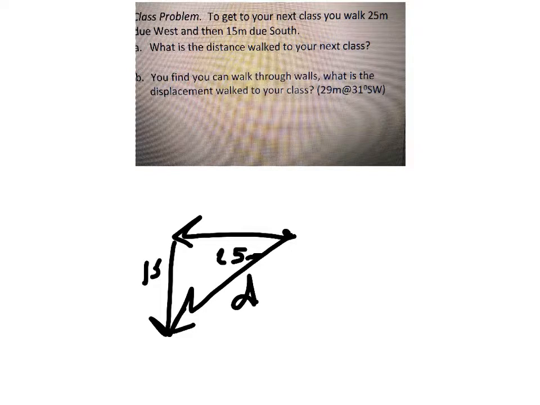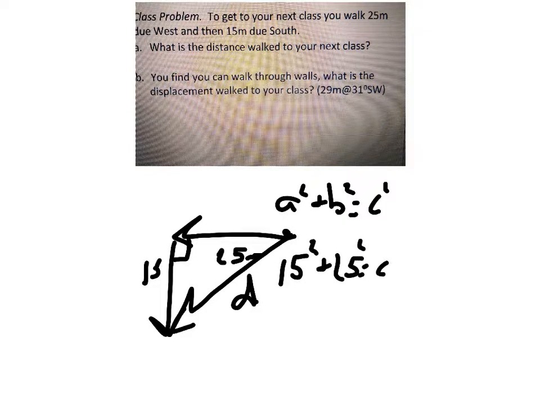For this one, 25 and 15 are not in line with each other. They're perpendicular to each other. So this makes a right triangle, and we can just do the Pythagorean theorem. You're just going to do a squared plus b squared equals c squared. We're going to do 15 squared plus 25 squared equals c squared. C is the hypotenuse. It's your displacement.